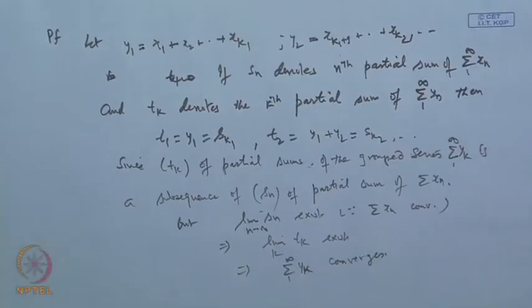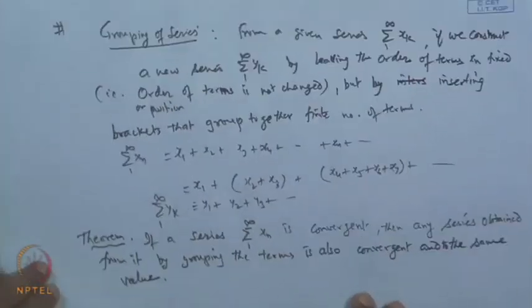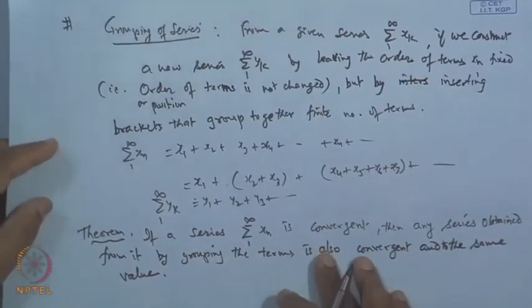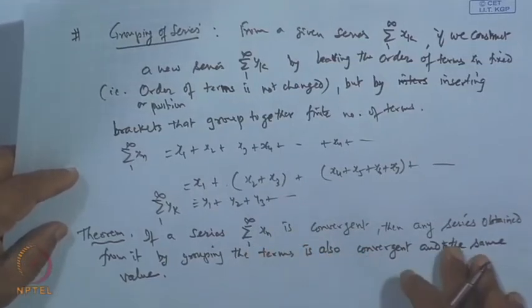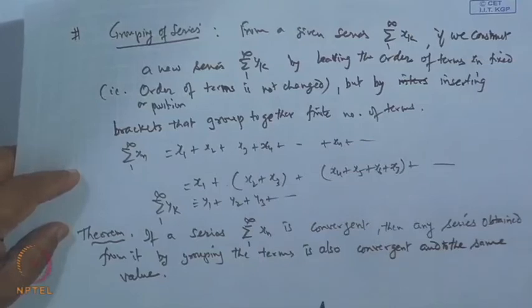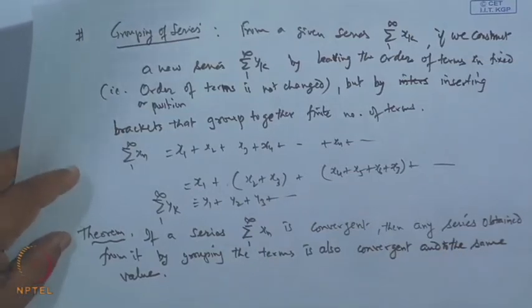Okay. So, what we have seen here is that if a series is given which is a convergent series, and if I regroup the terms of the series without changing their sum, then the new series so obtained will also be convergent. Now, let us think of the converse part of it.